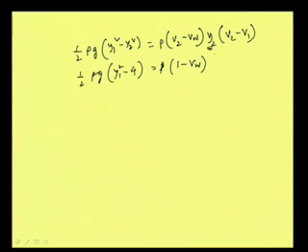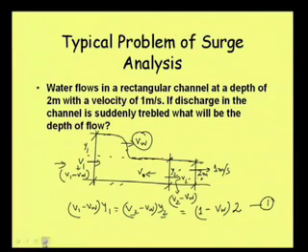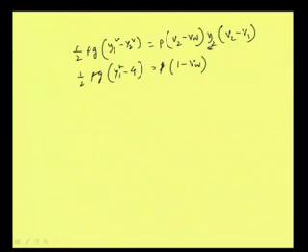So, this is 2. We got the depth as 2 meter, so that we can put here, say 2, and then this (v2 minus v1), again this we can write as (1 minus v1). Now, this is equation 2.